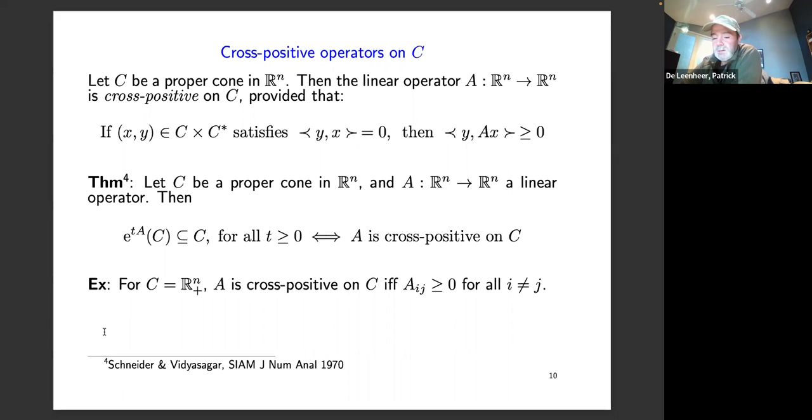Here's the answer of Schneider and Vidyasagar, and they show that the semigroup preserving the cone is equivalent to cross-positivity of the matrix A. So if you apply this, for example, to the case where the cone is Rn plus, then a matrix is cross-positive if and only if its off-diagonal entries are all non-negative. So it's just the off-diagonal entries. You don't care about the sign of the diagonal ones. Only the off-diagonal ones have to be non-negative.